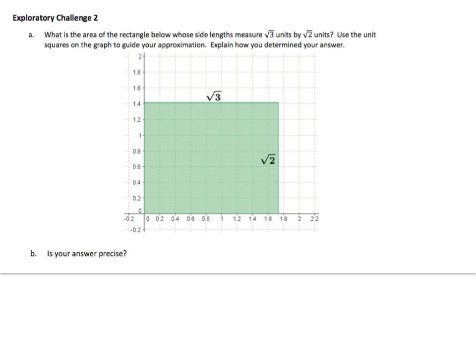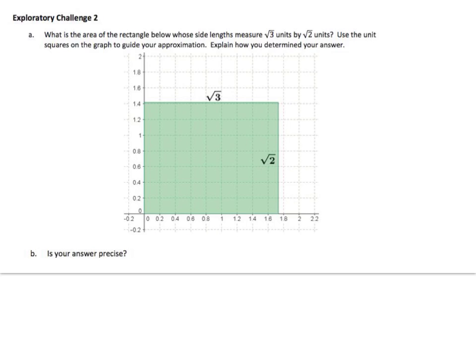Here's where we have sort of issues. Our exploratory challenge prompts you to consider irrational side lengths. The square root of 3 doesn't have an end to the decimal. It's an irrational number because the decimal goes on forever and ever, and so is the square root of 2. It's irrational.